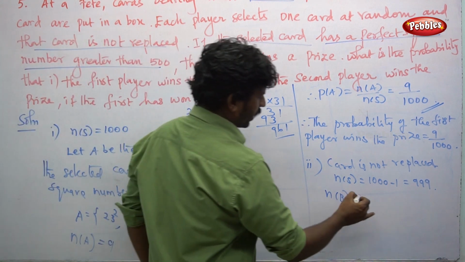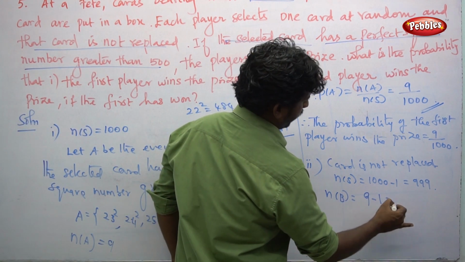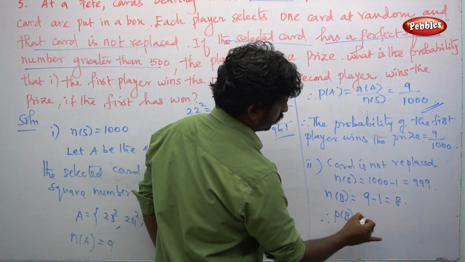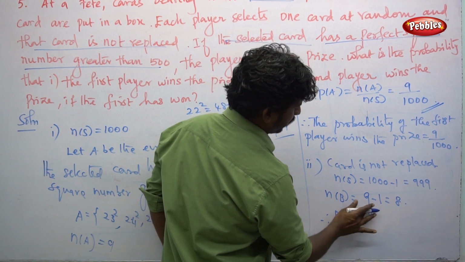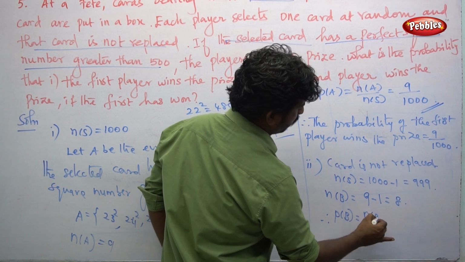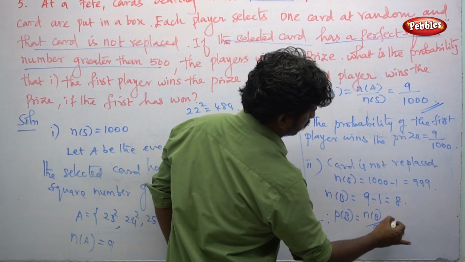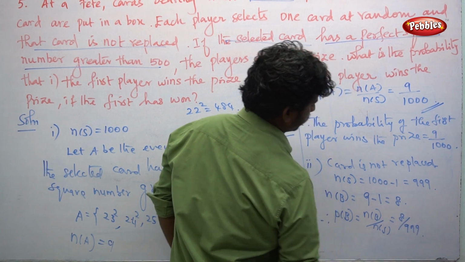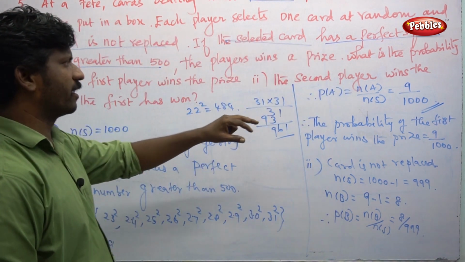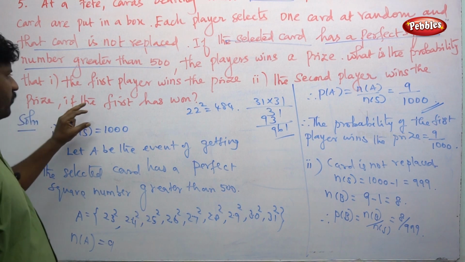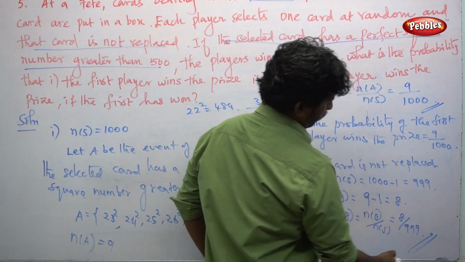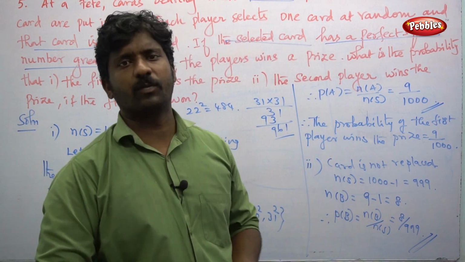So here, what we have to do is subtract one. 9 minus 1 equal to 8. Therefore the P of B is equal to 8. I mean the formula n of B by the n of S is equal to 8 by 999. This is the answer: the second player wins the prize if the first has won, right? Understood? Now let's look at the next problem.